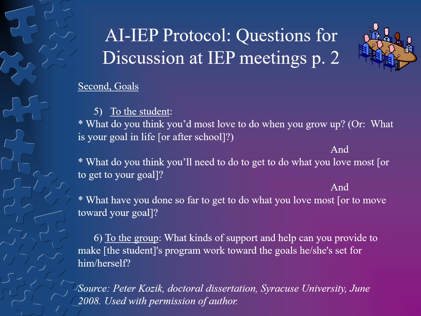The second protocol in this model is to focus on goals. To ask the student, what would you most love to do when you grow up? What do you think you'll need to do to get what you want to do in life? What have you done so far to get there? And then to ask the same thing to the group. What kind of support and help can we provide? Here we're talking about positive niche construction to make the student's program work toward the goals that he or she has set for him or herself. There's a strong element of student voice in this particular protocol on IEPs.